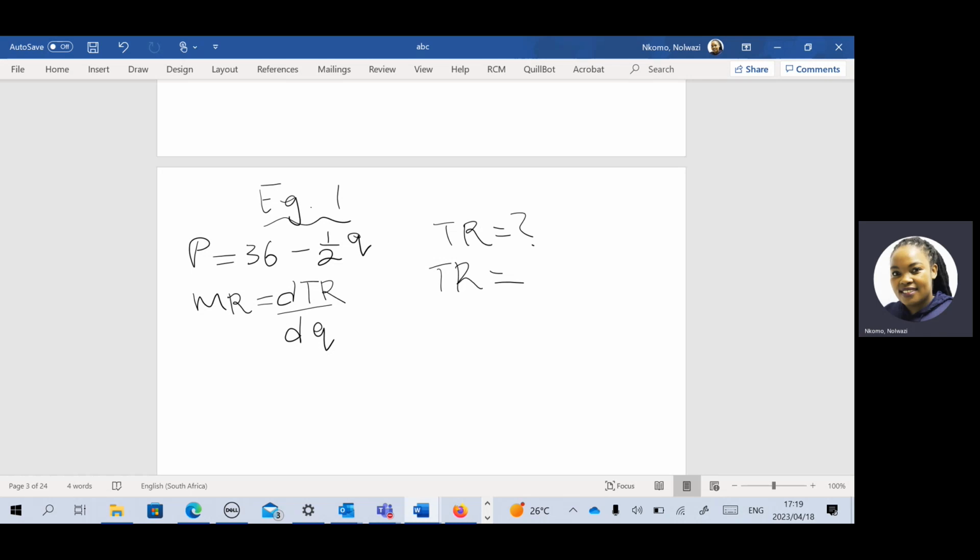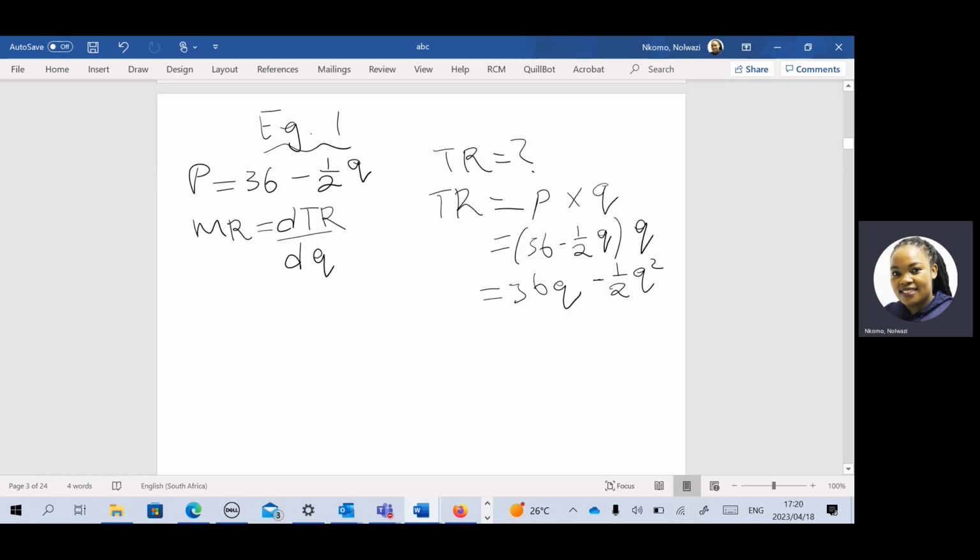So we have total revenue equals P times Q, and we know that P is equal to 36 minus half Q. So we have (36 minus 1 over 2 Q) times Q. If you simplify these brackets out, you should get 36Q minus 1 over 2 Q squared, right? This is what you'll obtain as your total revenue.